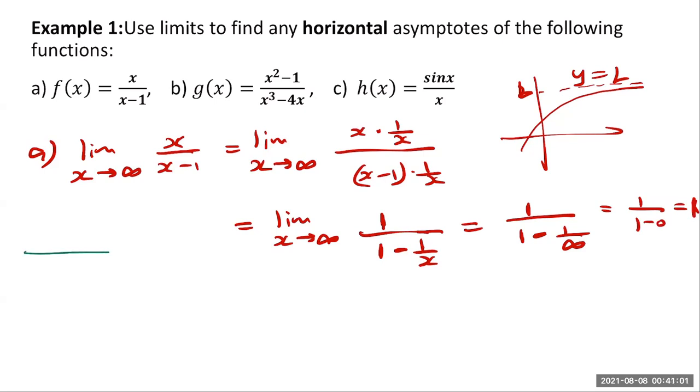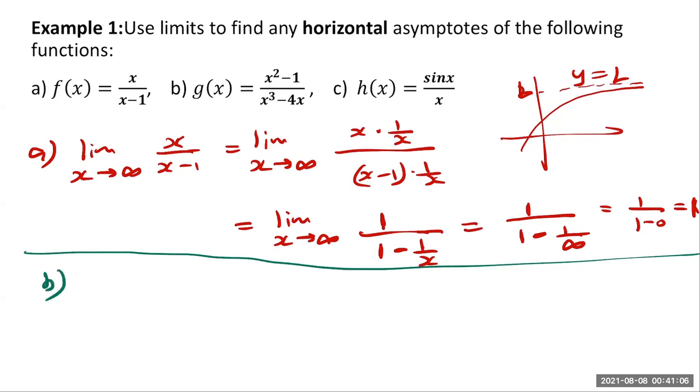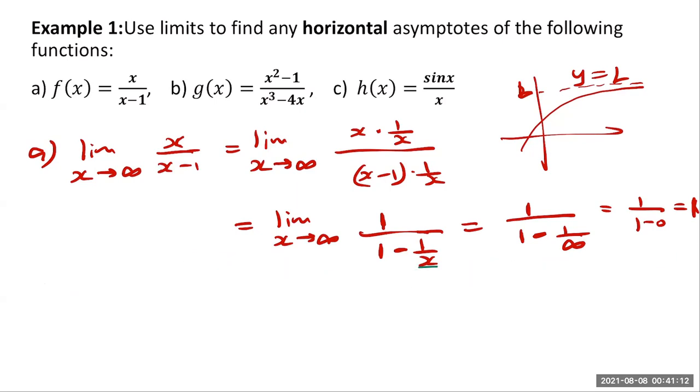All right, let's look at the next example. Oh, by the way, we're not done with that. We didn't write the horizontal asymptote. Our horizontal asymptote would be y is equal to 1. And note that here, if you compute the limit as x approaches minus infinity, again, you will get the same value. Why is that?